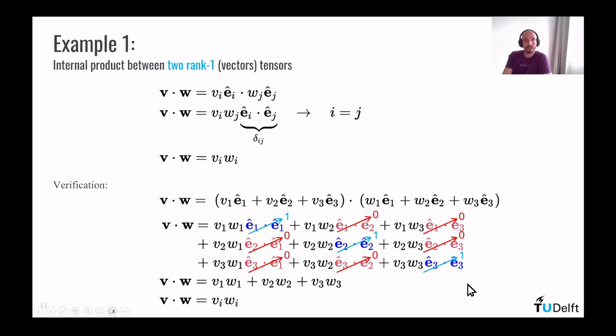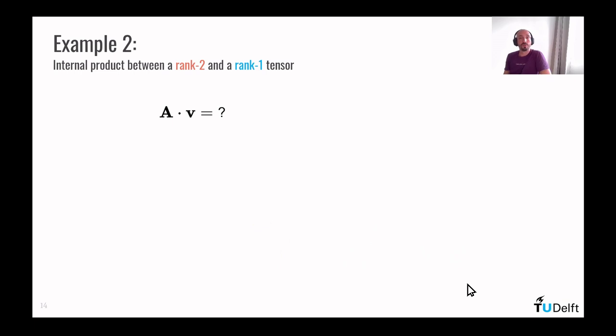Okay. Now let's go to the next example, which is the internal product between a rank 2 tensor and a rank 1 tensor. Remember, a rank 2 tensor is represented by an uppercase, bold, Roman letter, and a rank 1 tensor by a lowercase, bold, Roman letter. The way we can solve this using Einstein notation is by writing the rank 2 tensor A as A sub ij in the direction e hat i, e hat j, dot product with the vector v.